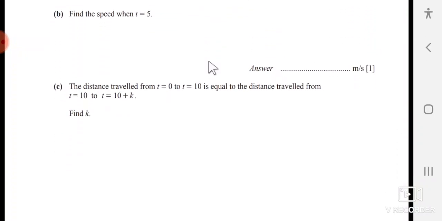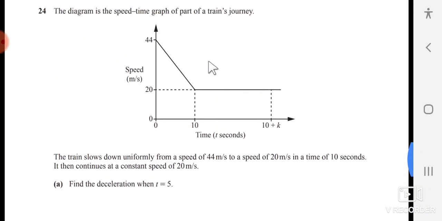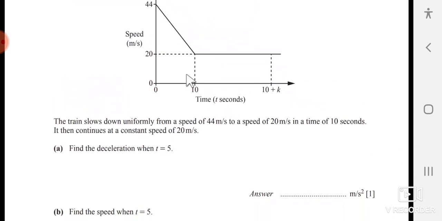Okay, and in the final answer, first calculate the area of this trapezium, 1 over 2 times h times the sum of the parallel sides, and the area of the rectangle, and put them equal to each other, as he is saying that this distance traveled and this distance traveled are the same. This way you can find the value of k.